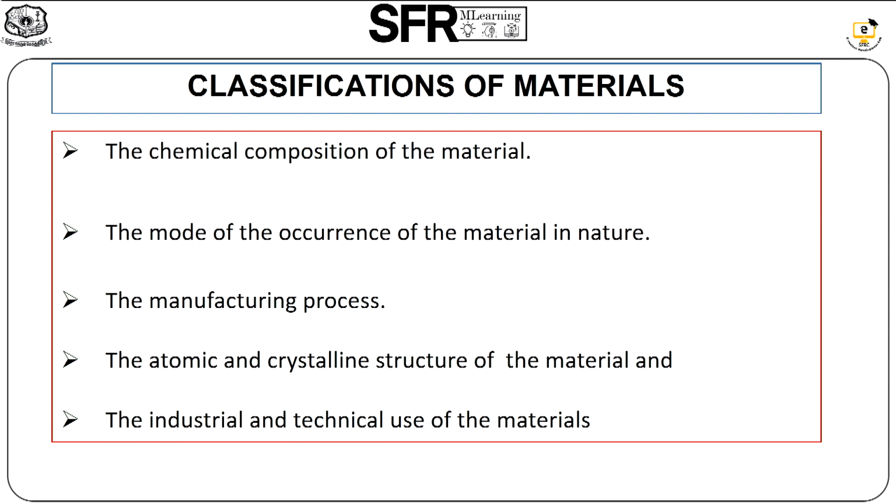The classification of materials in material science and engineering is based on: first, the chemical composition of the materials; next, the mode of occurrence of the materials in nature; third, the refining or manufacturing process to which the material is subjected until it acquires the required properties; fourth, the atomic and crystalline structure of materials; and fifth, the industrial and technical use of the materials.